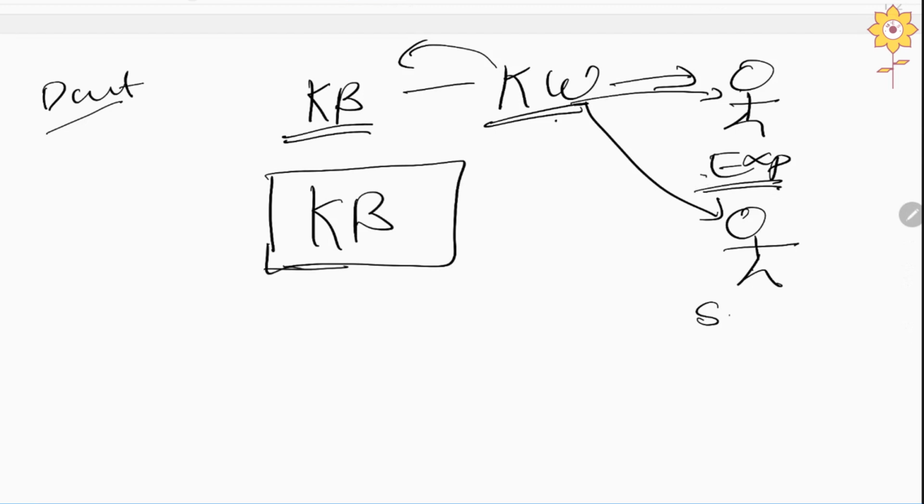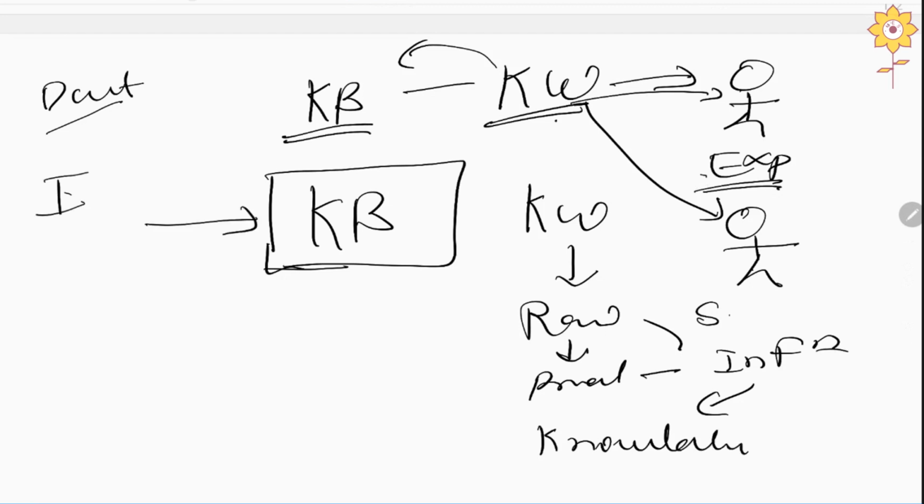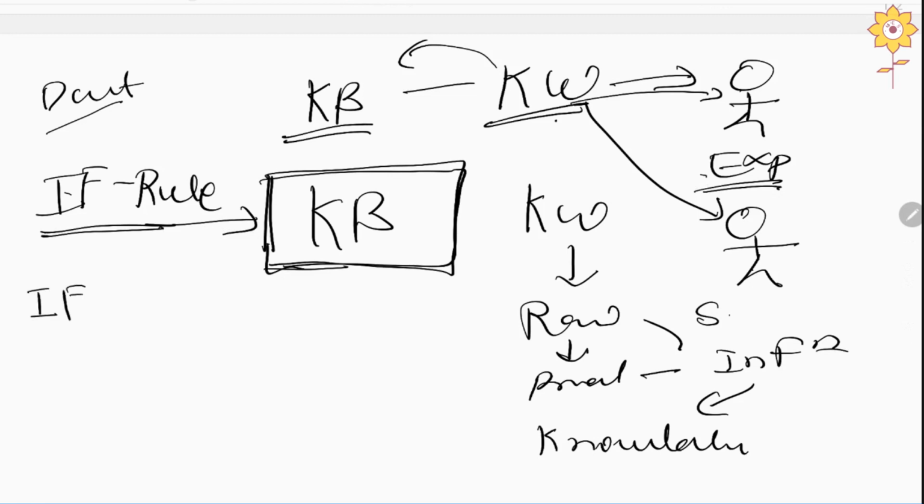The data that is collected by the knowledge worker will be in a raw format. We need to process that data, convert that data into information, and later on store that information in the format of knowledge. To store the information as knowledge, we use if-then rules. An if-then rule is the rule which is used to store the knowledge in our knowledge base. A simple example of an if-then rule is: if symptom equals fever, then prescription equals paracetamol.